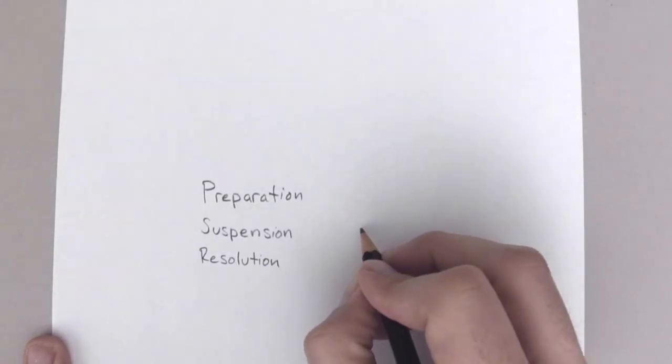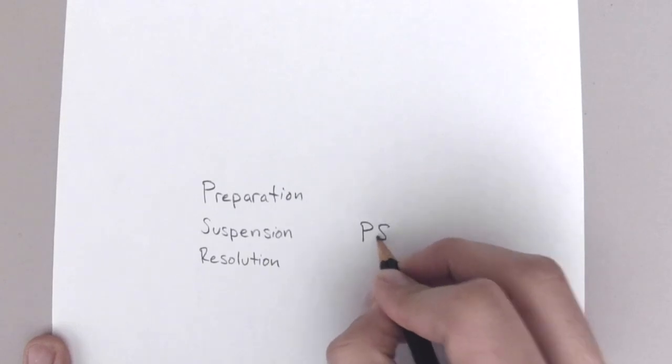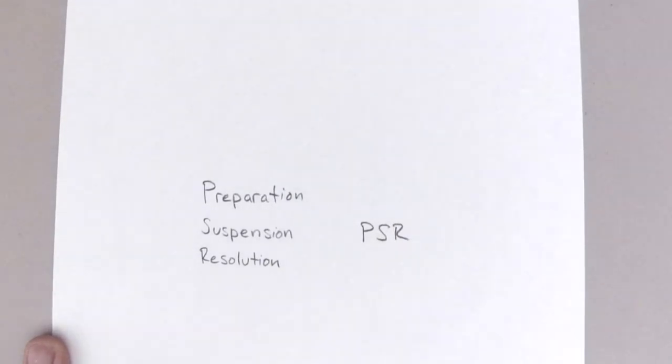So you can think of a suspension through this simple little acronym, PSR: preparation, suspension, resolution. It's usually a very clarifying exercise to go through a piece of music and label the parts of a suspension with P, S, and R to sort of understand how they occur. We'll start with some very clear examples.